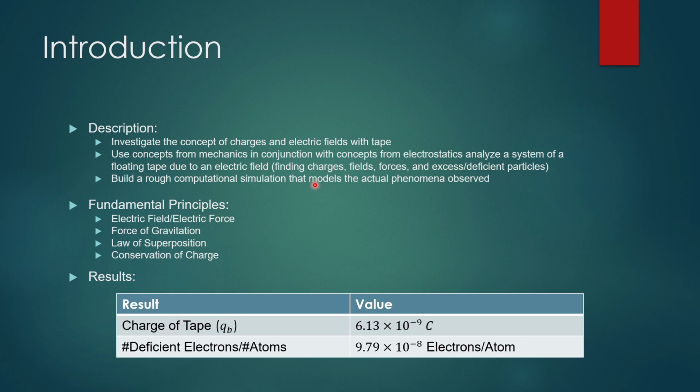And the fundamental physical principles involved were the electric field and the electric force, the force of gravitation, the law of superposition, and the conservation of charge. And I found that the charge of the tape, Q sub b, was positive and had a value of 6.13 times 10 to the negative 9 coulombs. And additionally, the number of deficient electrons divided by the number of surface atoms was 9.79 times 10 to the negative 8 electrons over atoms.